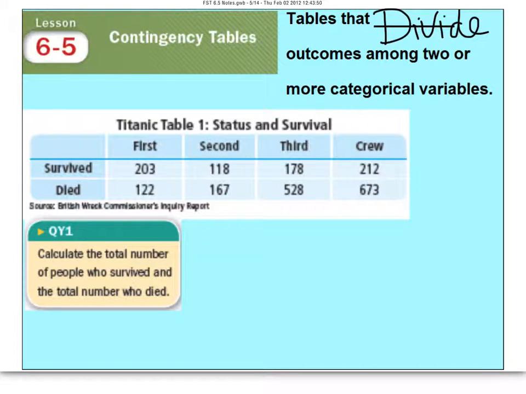First thing they want us to do is calculate the total number of people who survived and the total number of people who died. So all you're going to do for the survivors is add these up. For those that died, add those up. So if you get out your calculator, there'll be 711 that survived. 1,490 died. If you total those up, there were 2,201 people on the ship.